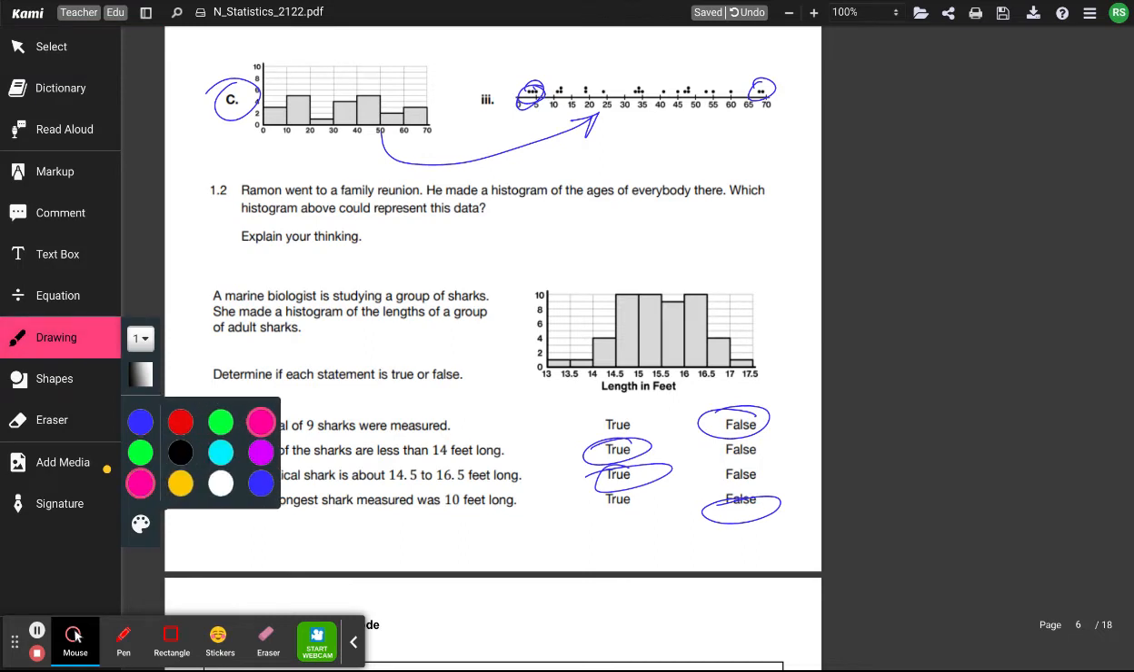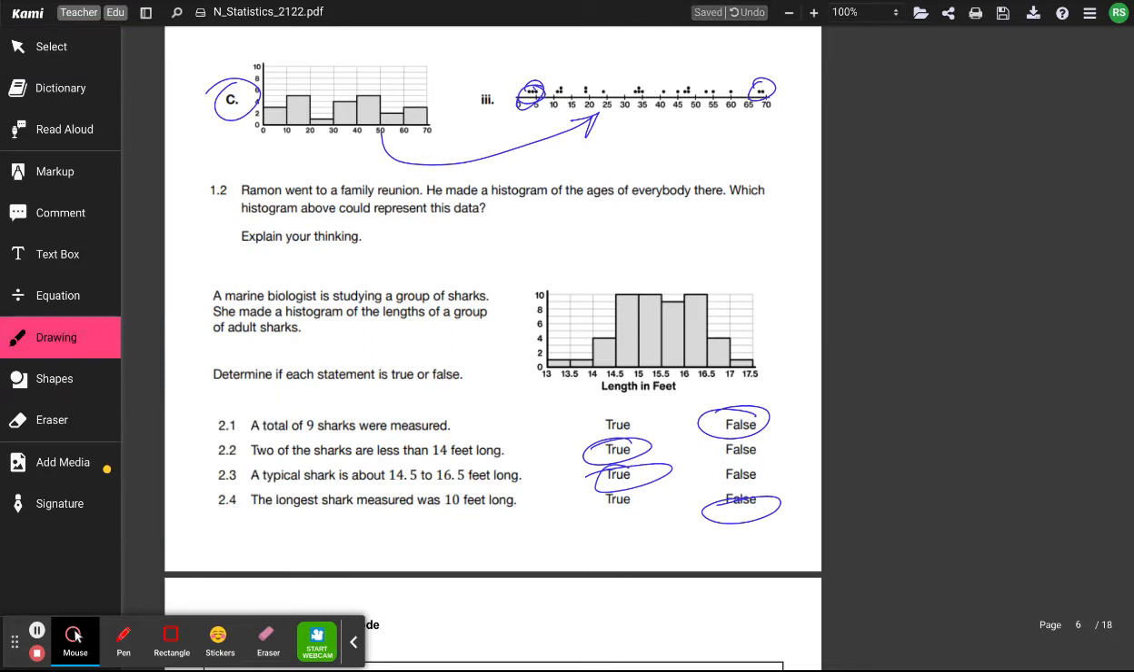All right, I filled out the last part of our notes here. I'll talk you through them. A total of 9 sharks were measured. Going across the bottom, that's our length in feet. Going up, vertical, that's going to be number of sharks. So when it says 9 sharks measured, well, when you take a look at 14.5 to 15, there's 10 sharks, 10 sharks, 9 sharks, 10 sharks. Way more than 9 sharks were measured. That would have only been in one of those bars. That would have been 9 sharks. So there were clearly more than 9 sharks measured.